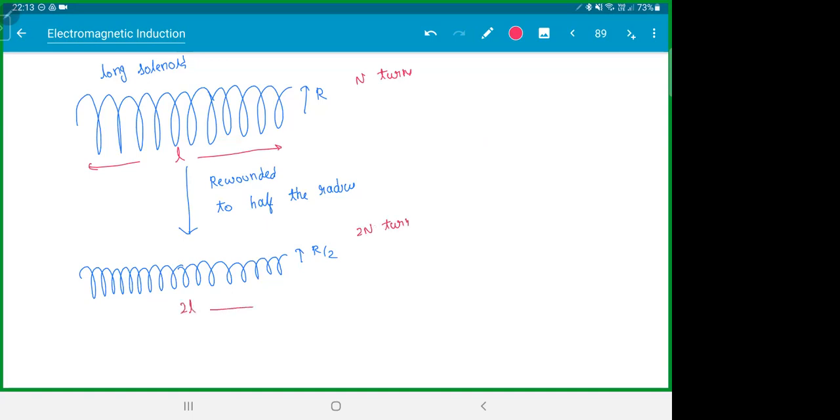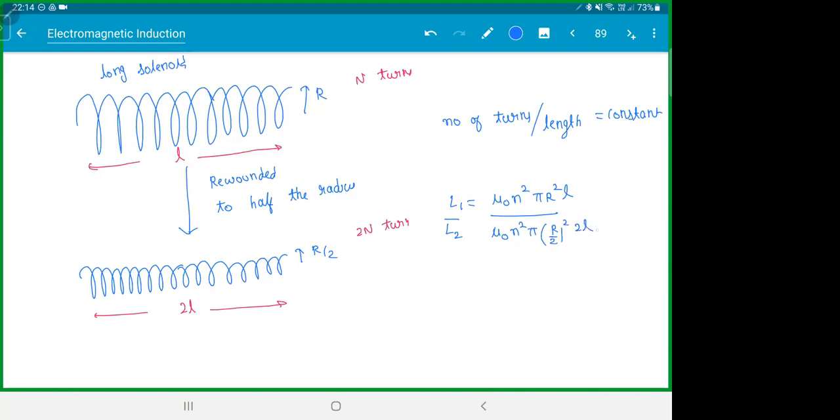Number of turns per length won't change, but the length becomes double, na? The number of turns per unit length remains the same. That will depend only on the width of the wire. So self-inductance will be L1 = mu naught n square pi r square L, by L2 = mu naught n square pi (r by 2) whole square, and L becomes 2L. So 2:1. Easy?